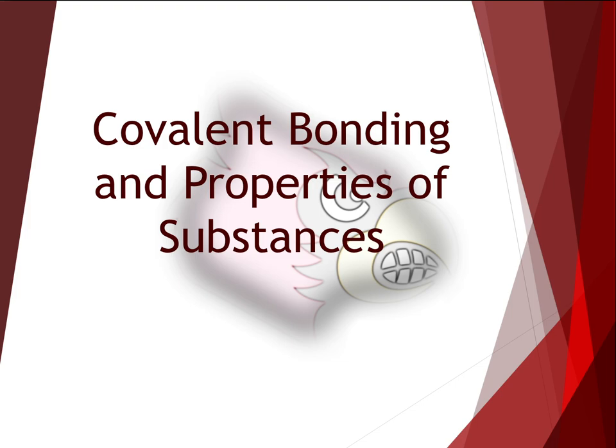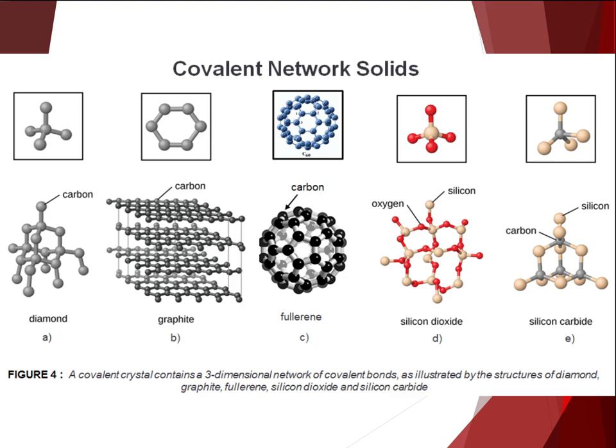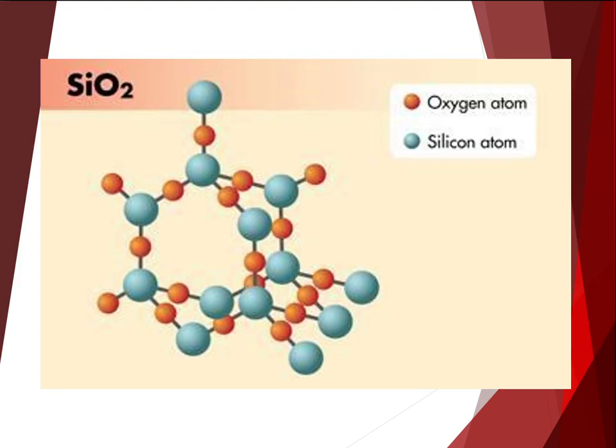Covalent bonding and properties of substances. Many covalently bonded compounds, such as methane and carbon dioxide, are gases at room temperature and standard pressure. Others, such as water, are liquids at room temperature and standard pressure. When atoms bond covalently, they can form molecules of simple compounds that have low melting points and low boiling points. However, some atoms that bond covalently do not form individual molecules. Instead, they form a large network of bonded atoms. These substances are referred to as network solids or network compounds.